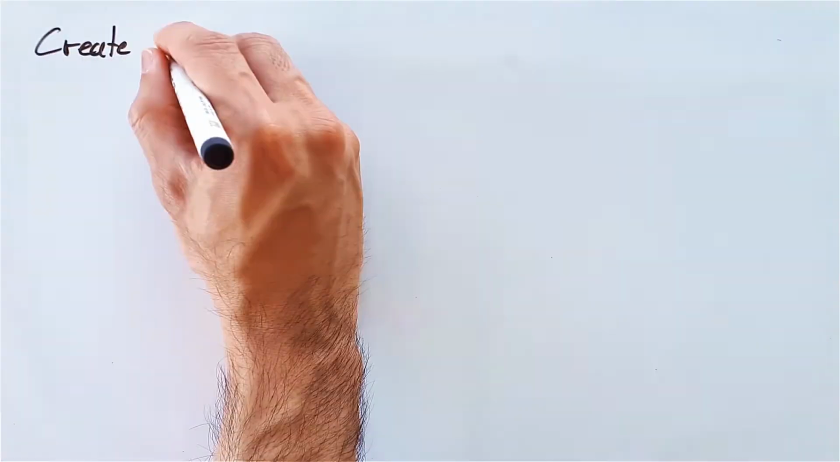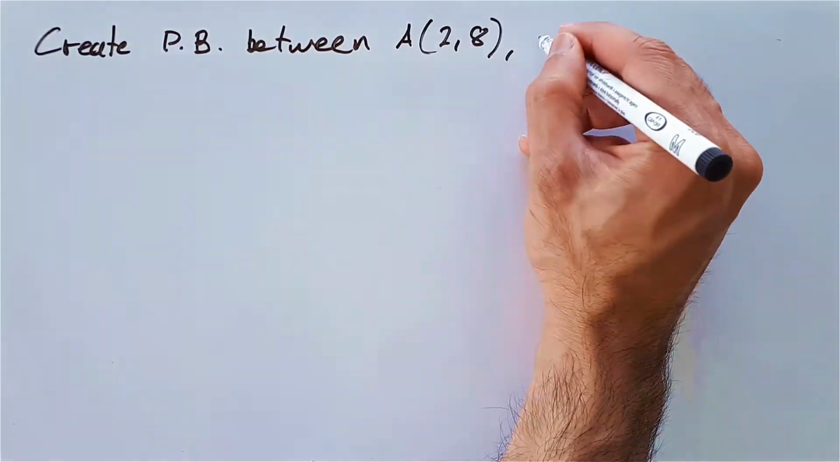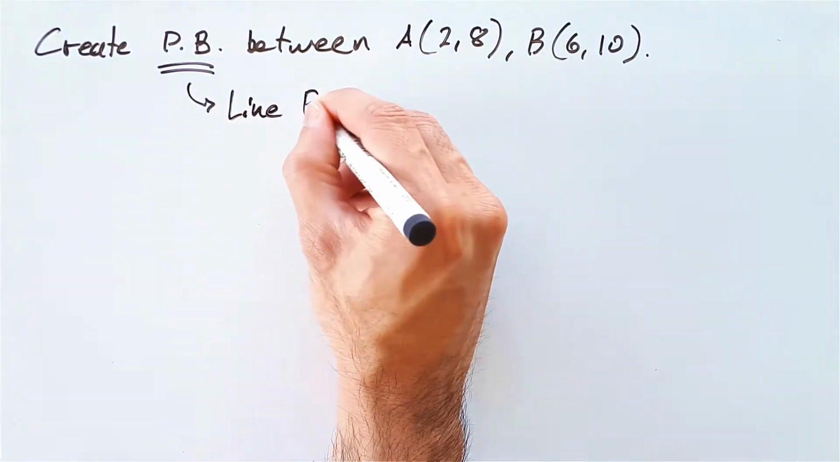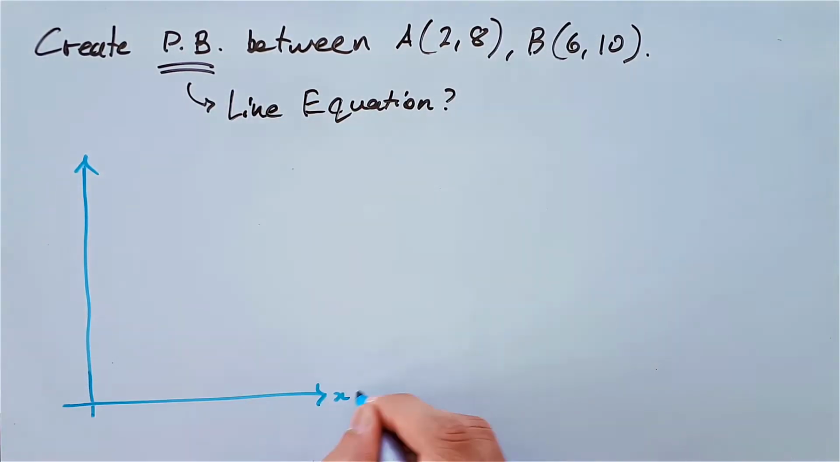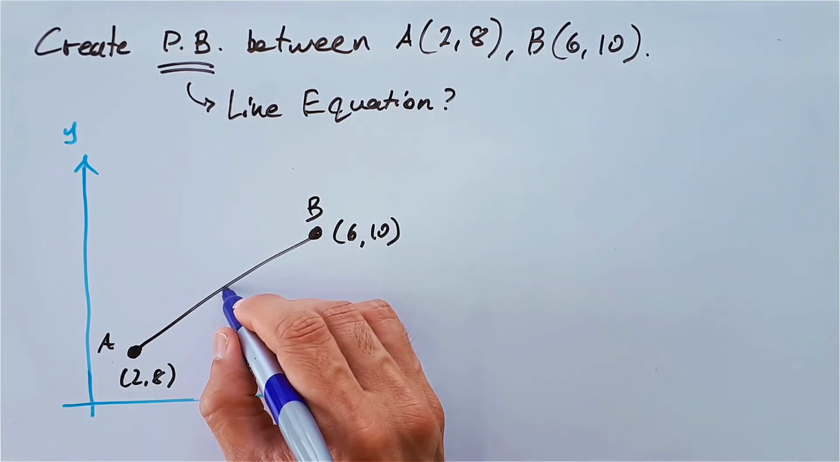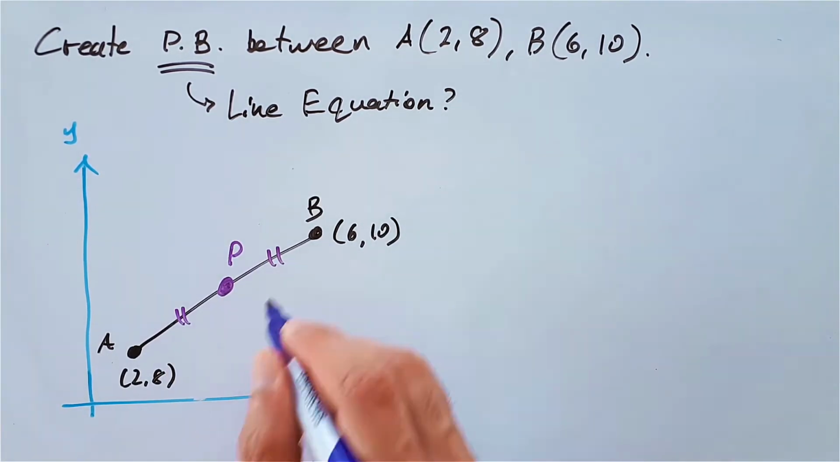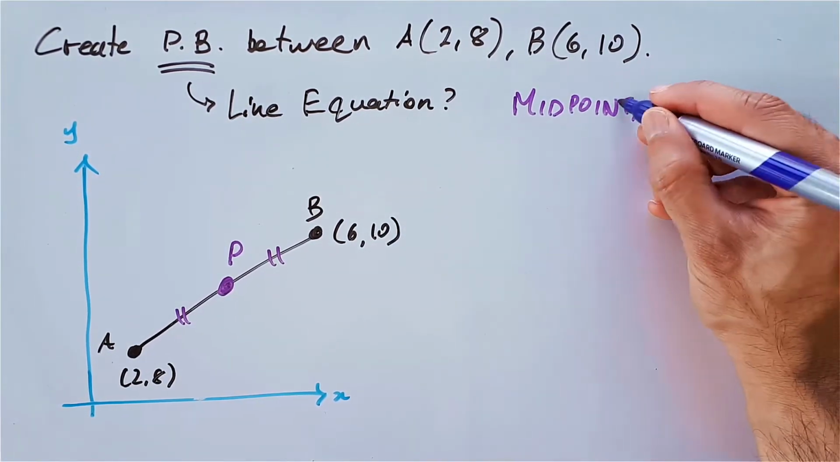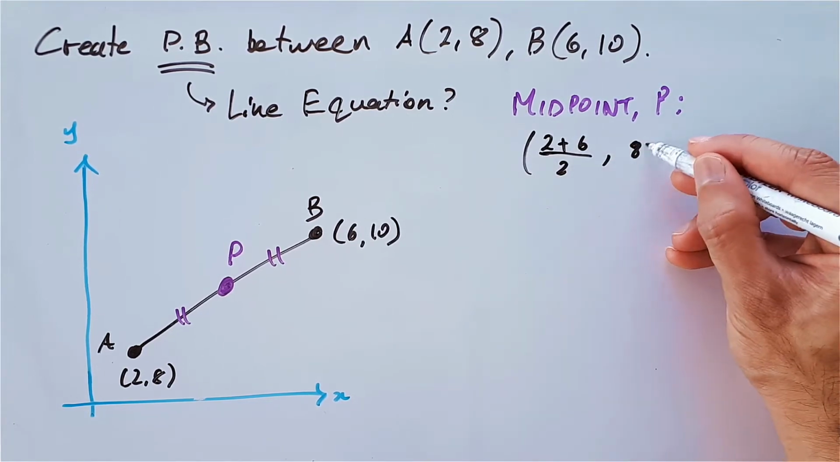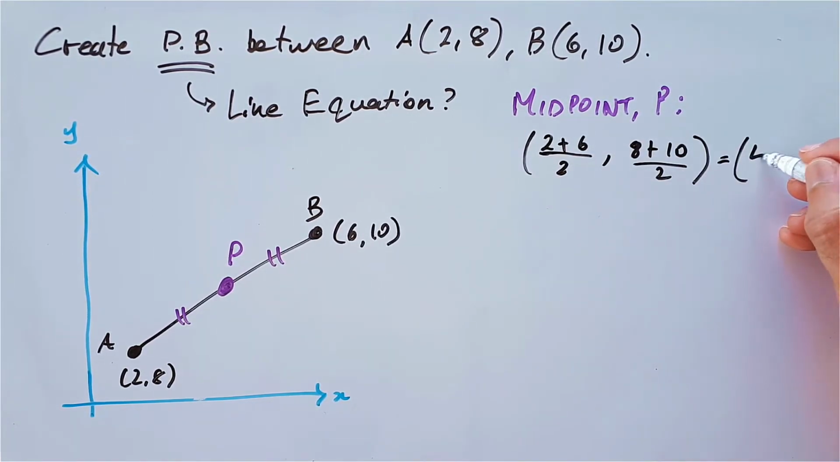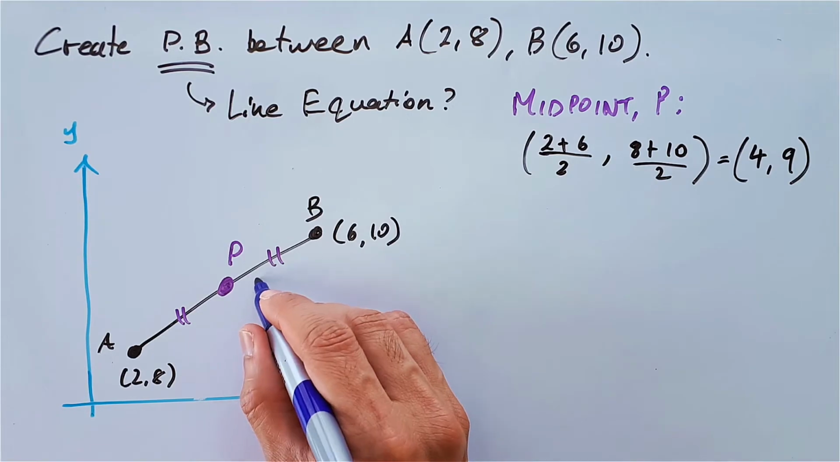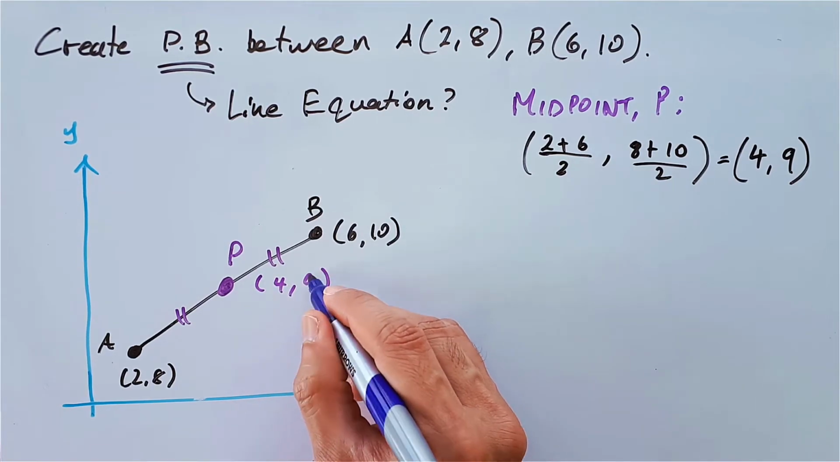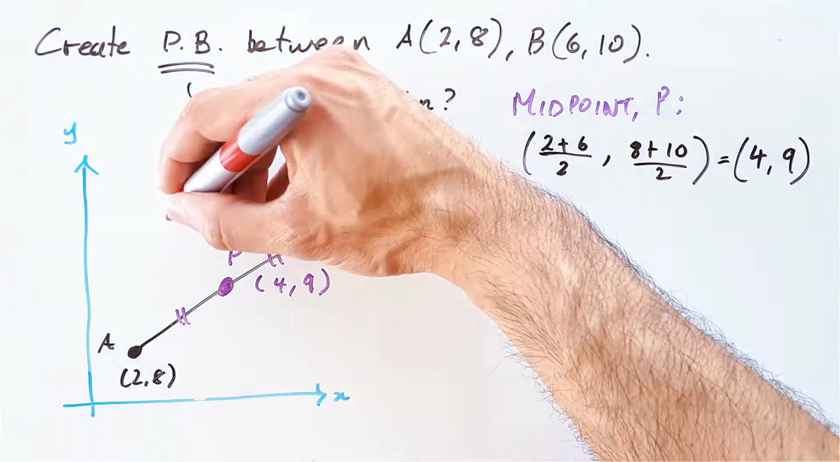In order to create a perpendicular bisector between points A and B, we need to develop a line equation for it. But in order to do that, we are going to need the midpoint which it passes through along A and B. This midpoint P can be calculated by averaging the x values and the y values for A and B. So our midpoint comes out to be (4, 9), and now we're ready to find the perpendicular bisector.